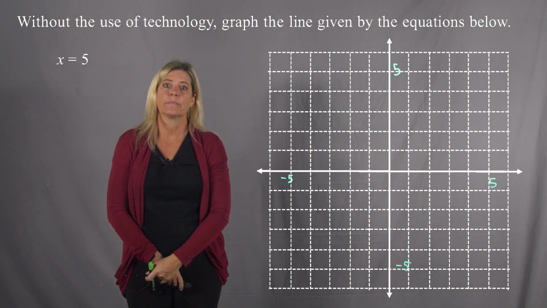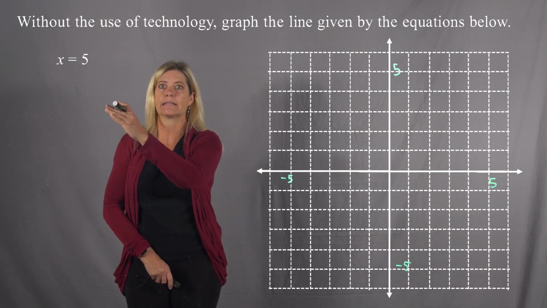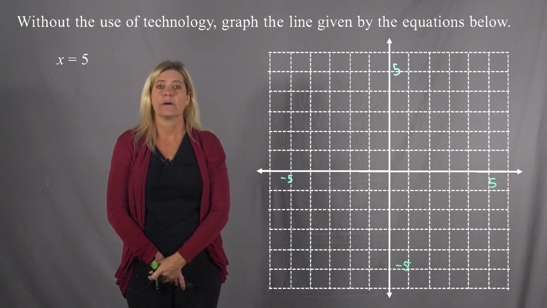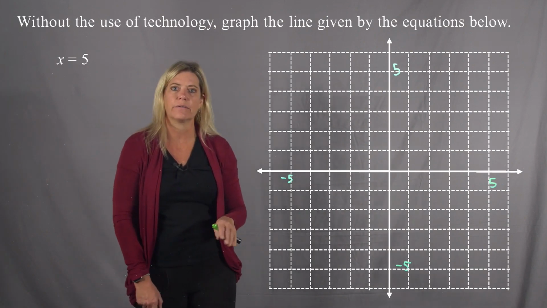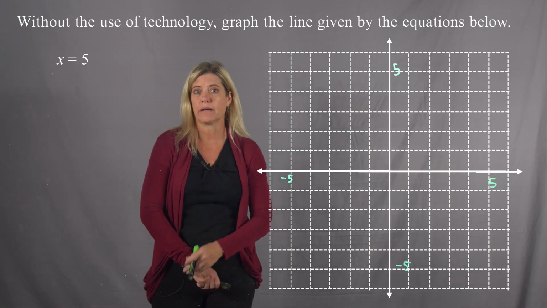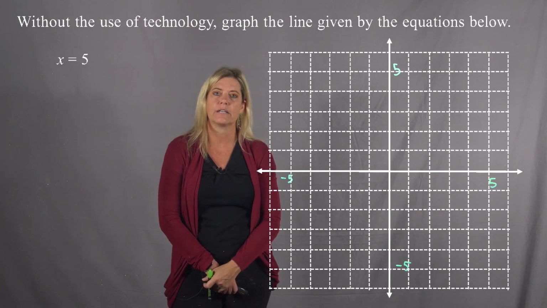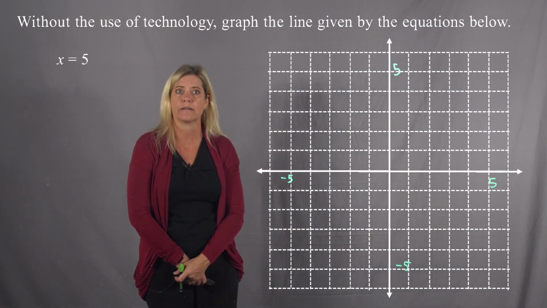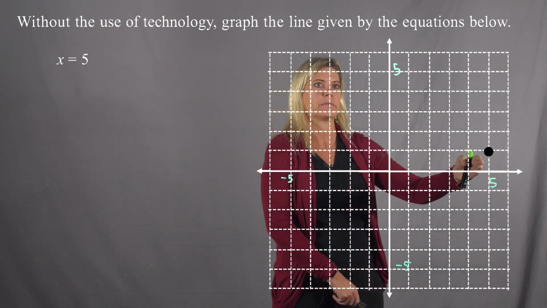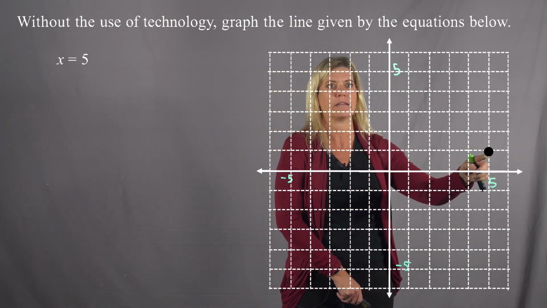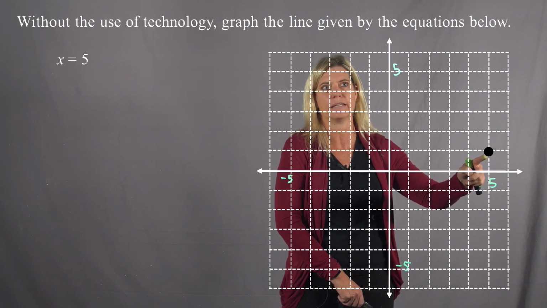In this problem, without the use of technology, we want to graph this line x equals 5. So what this means is that it's a line where every x value is 5. It's not dependent on the y value, right? The y value will change, but my x value has to remain constant at 5. So we go over here to where 5 is on the x's, right? And we can just plot any points, right? This point here has an x value of 5. It happens to have a y value of 1 in this instance.